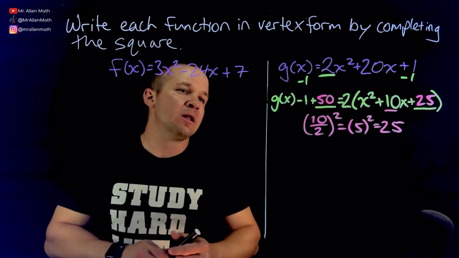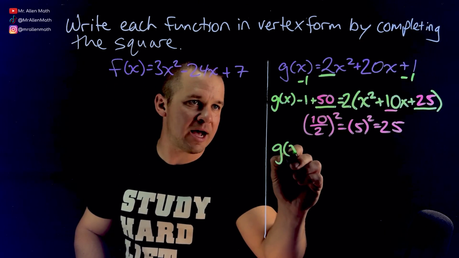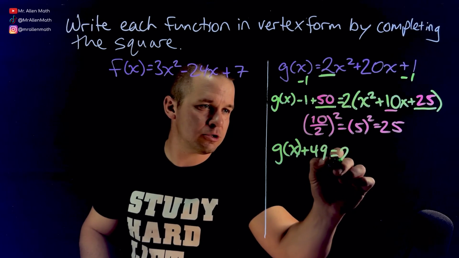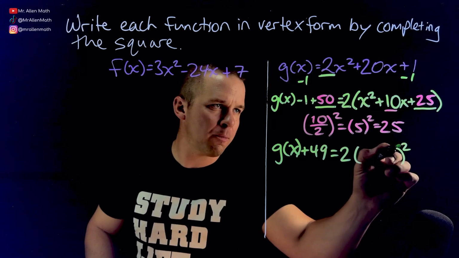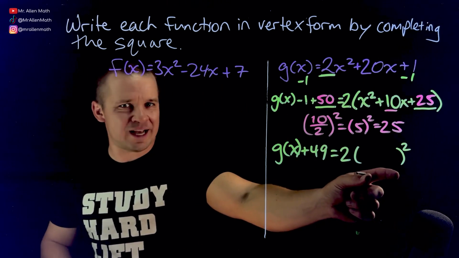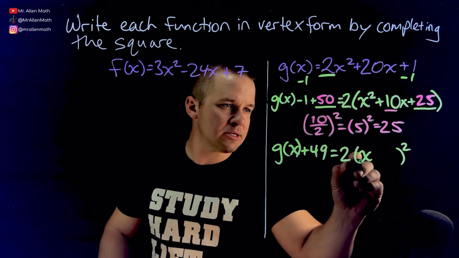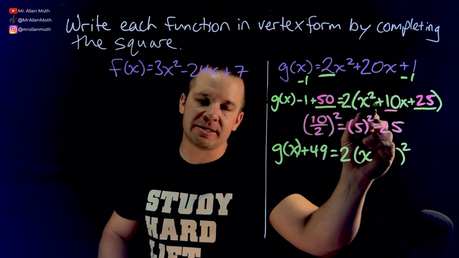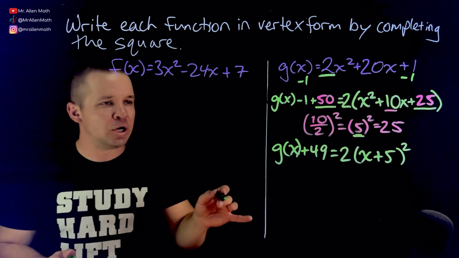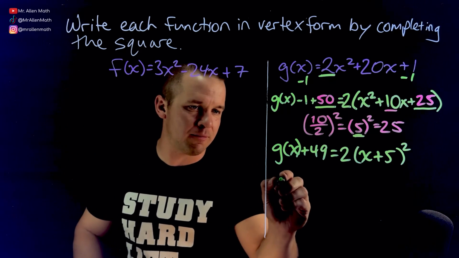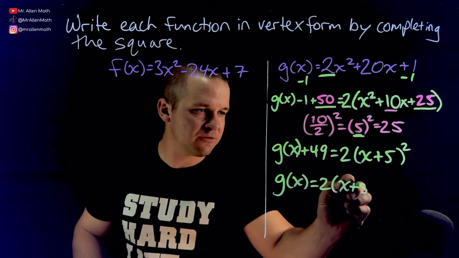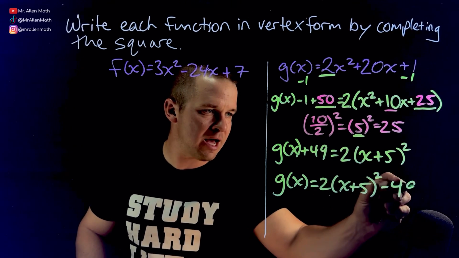All right, now let's combine these guys. We got g of x plus 49 equals 2, and then parentheses. Well, the whole purpose of completing the square is to write it as a binomial squared. So what's that going to be? Well, this would be an x, and then what multiplies to 25 and adds to 10? 5 and 5. It's that number right there, plus 5. Boom. We're almost done. Subtract the 49 on both sides. We've got g of x equals 2, parentheses, x plus 5 squared minus 49.